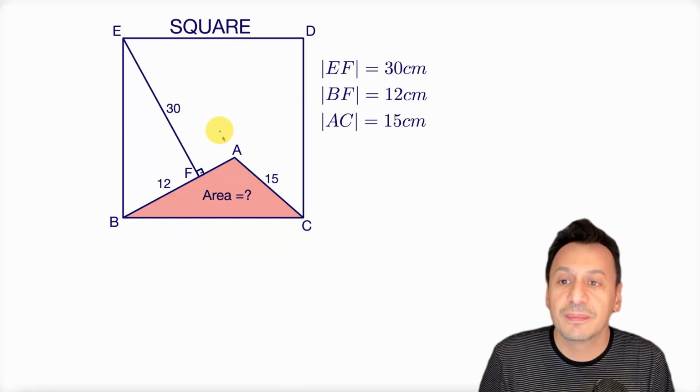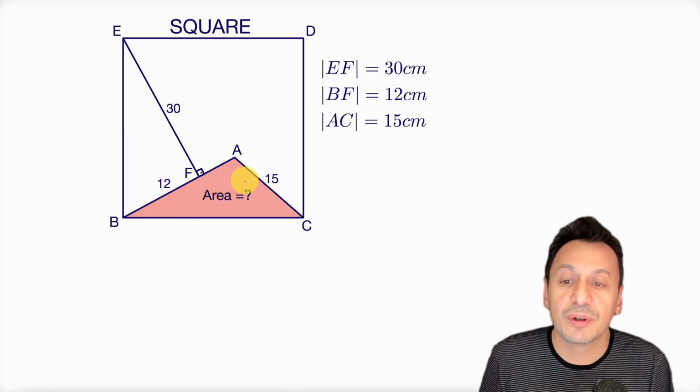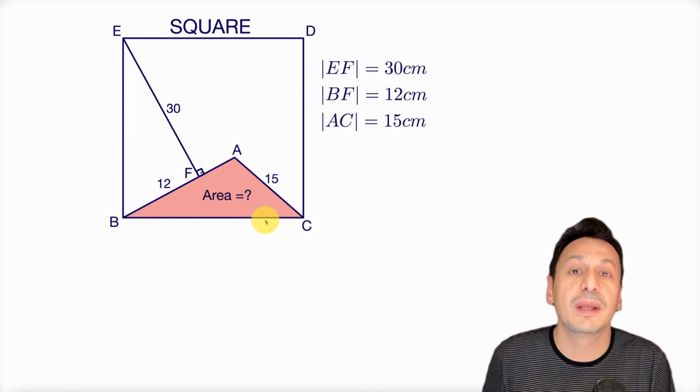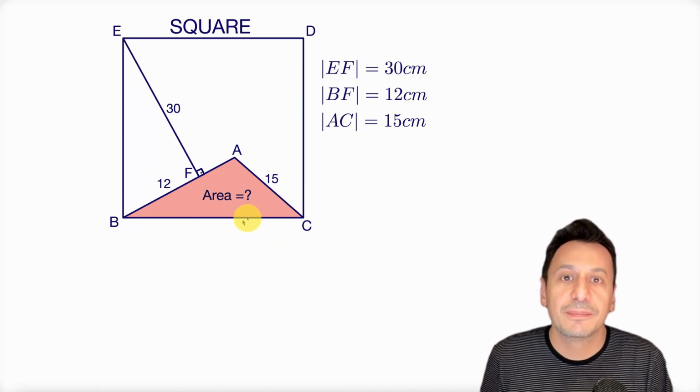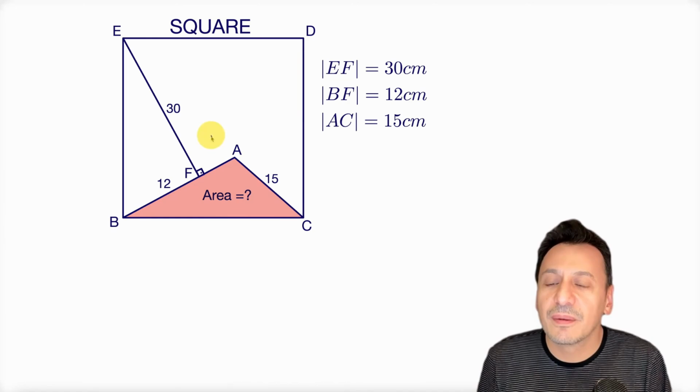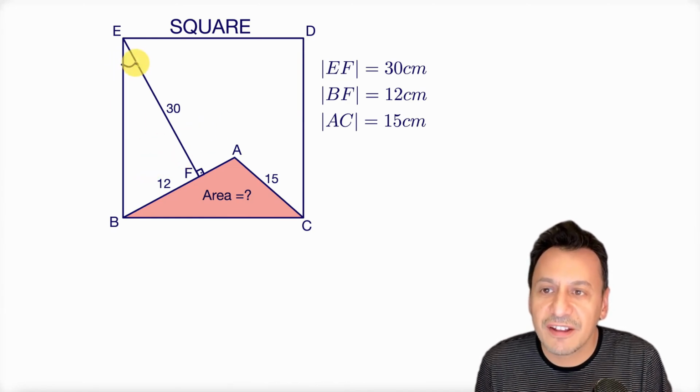BCDE is a square, and the lengths here are given to us. We are asked for the area of triangle ABC. Let's get started.